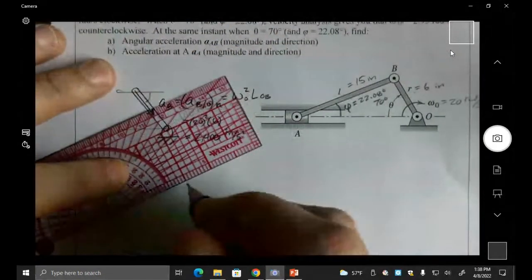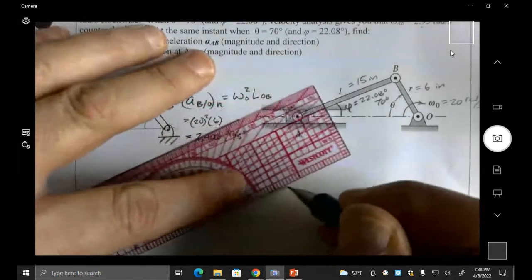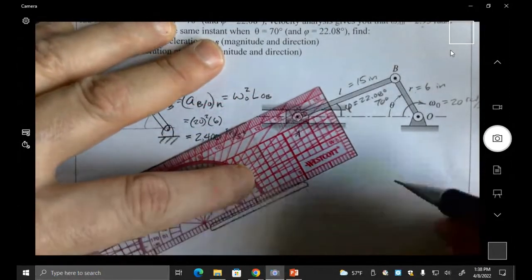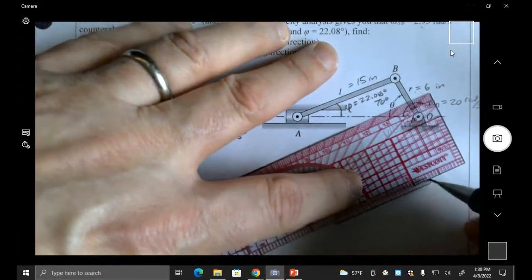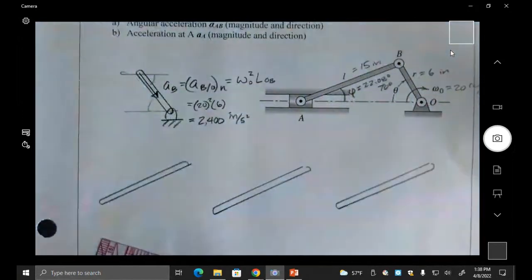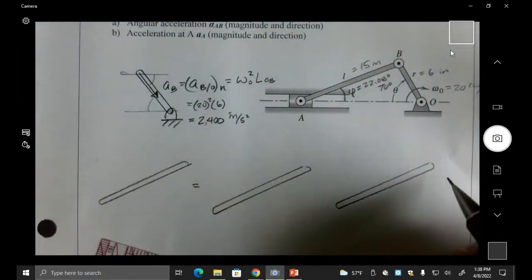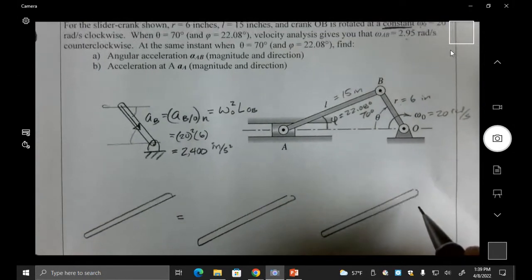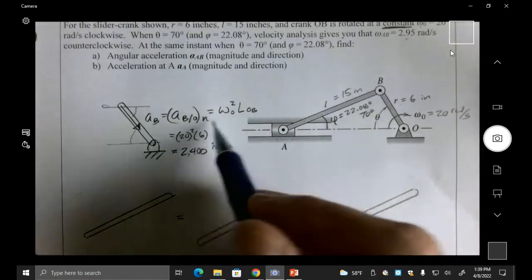Now, going through my three diagrams here, I'll try to keep my angles as best as I can. I thought that the angular acceleration of AB is 2.95. How did you get 20? That's OB. Oh. Yep.